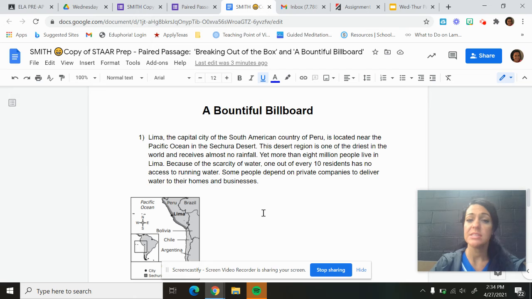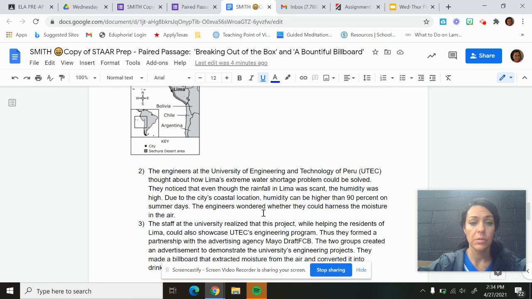Lima, the capital city of the South American country of Peru, is located near the Pacific Ocean in the Sechura Desert. This desert region is one of the driest in the world and receives almost no rainfall. Yet more than 8 million people live in Lima. Because of the scarcity of water, 1 out of every 10 residents has no access to running water. Some people depend on private companies to deliver water to their homes and businesses.